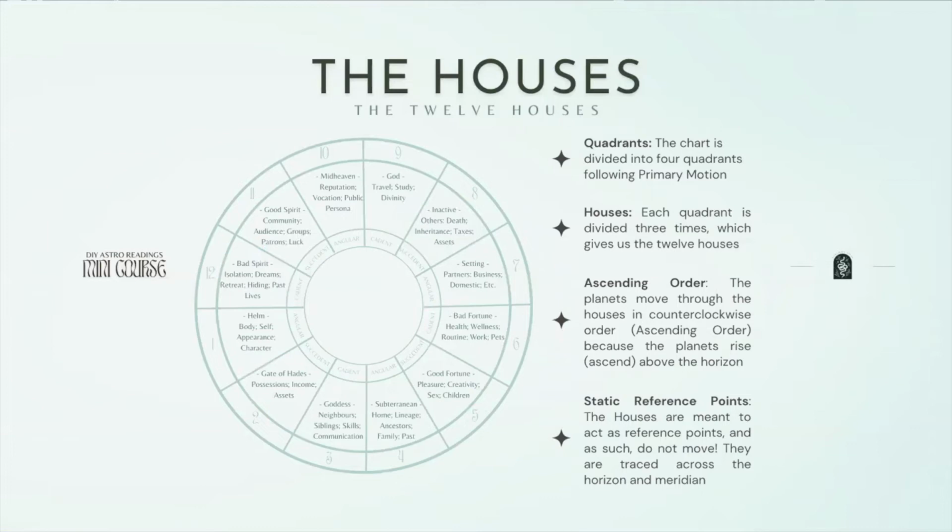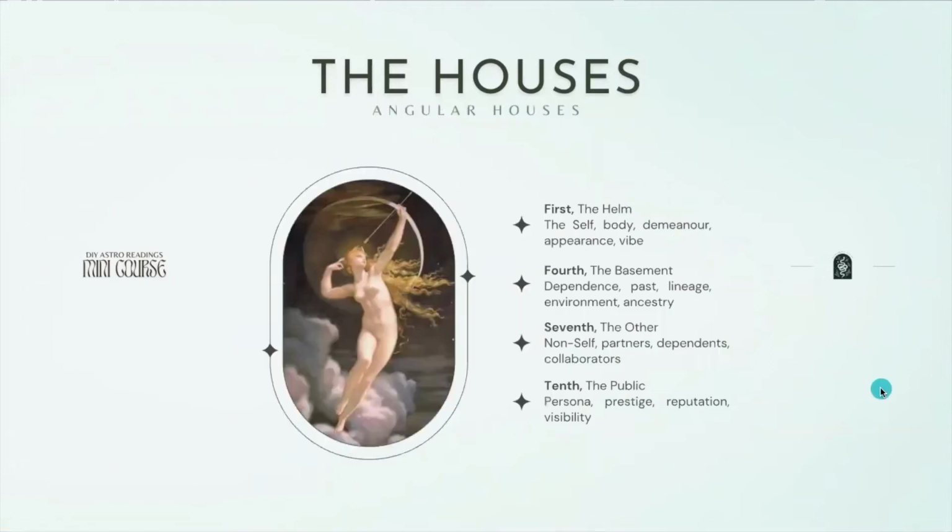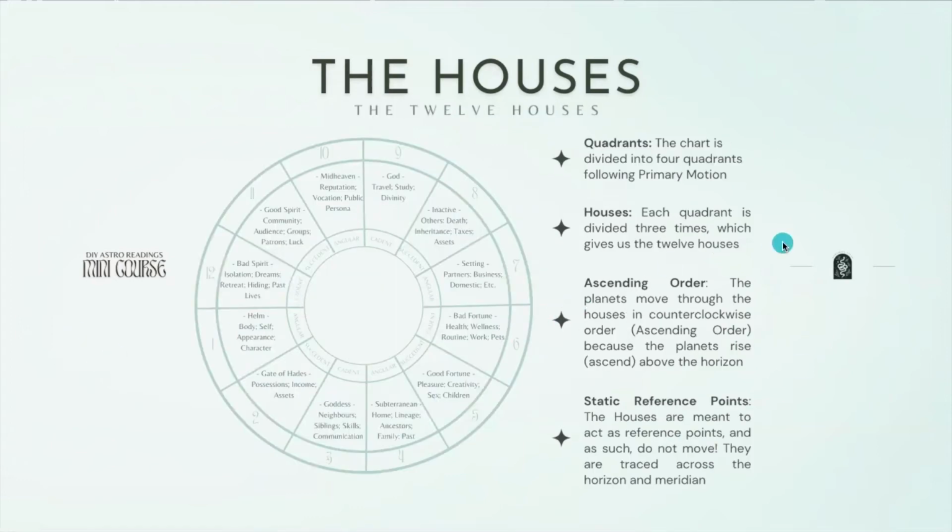So another way that we categorize in astrology is with the houses. The chart is divided into four quadrants. That is true, but that was not the word that I'm looking for. I've lost the word again. Anyway, 12, 11, and 10, that's the first quadrant. 9, 8, 7, that's the second. 6, 5, 4, that's the third. 3, 2, 1, that's the fourth.